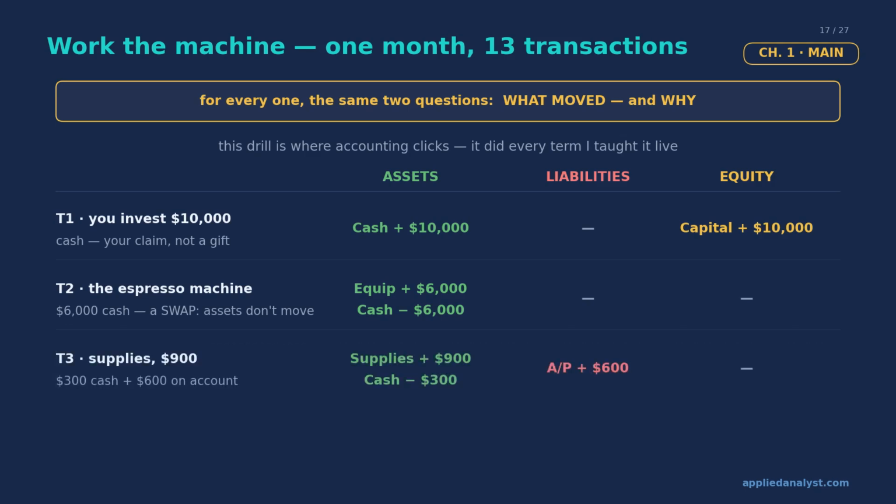Transaction 3. Watch this one closely. $900 of supplies, $300 in cash, $600 on account. Supplies up the full $900. You own the pile the moment it hits your shelf. Cash down only $300. The other $600 is a promise to pay, accounts payable, up $600.